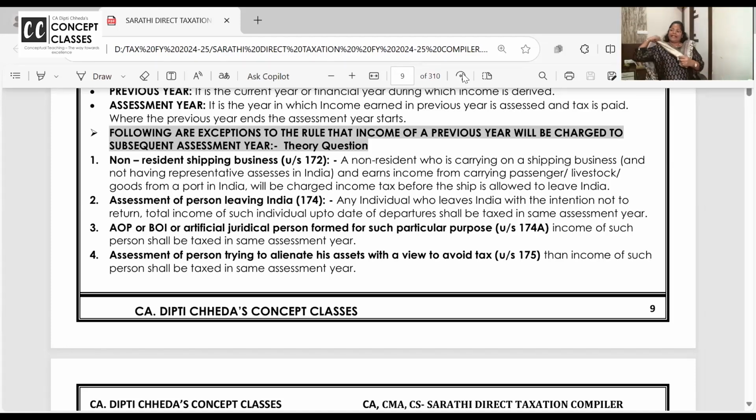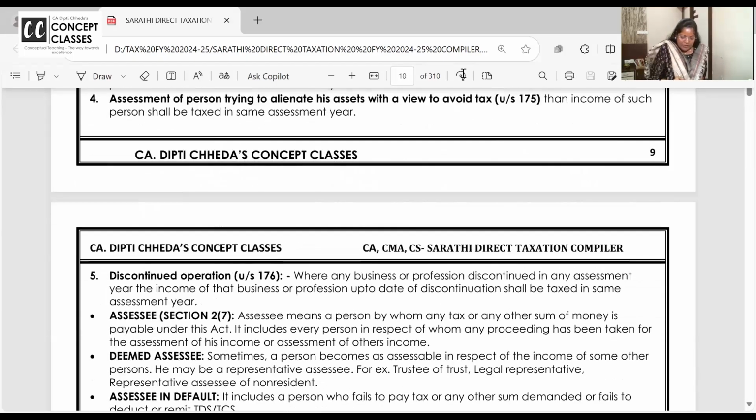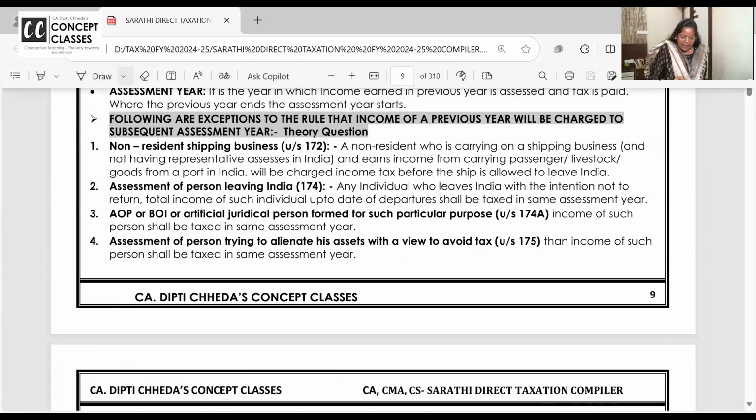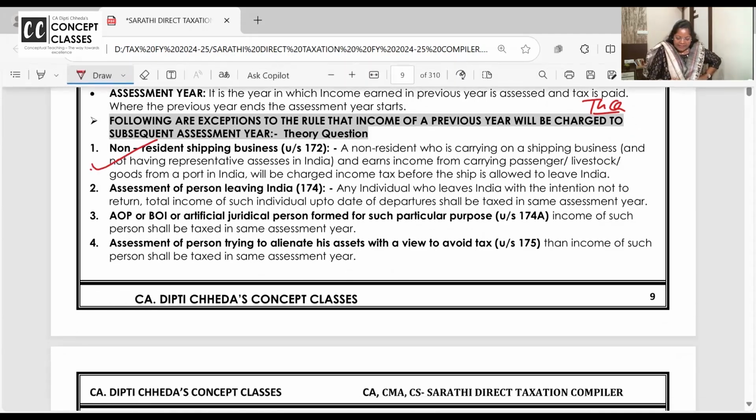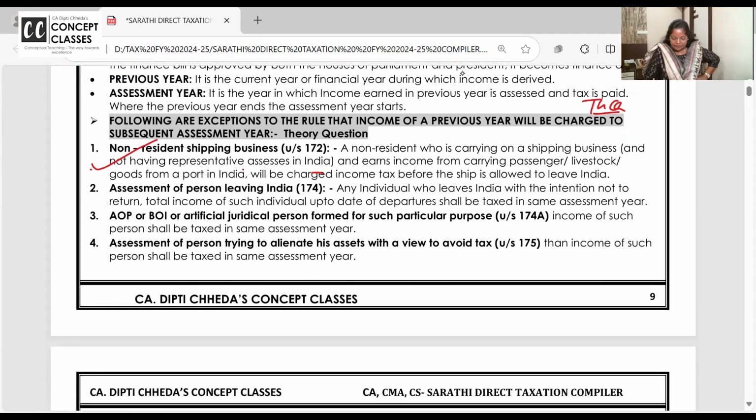Let's read this. Following are the exceptions. I'm on page number 9, and listen, all of you, please mark it as important. Theory question for 5 marks. Repeatedly it comes. Following are the exceptions to the rule that the previous year's income will be charged in the subsequent year. Non-resident shipping company.